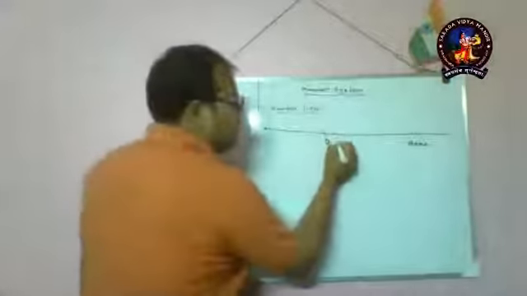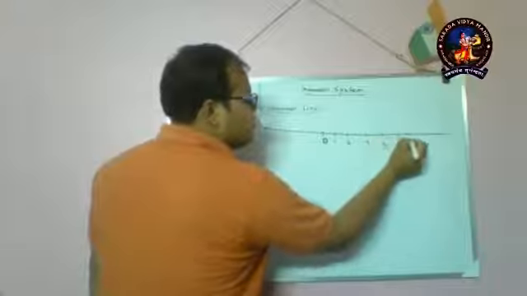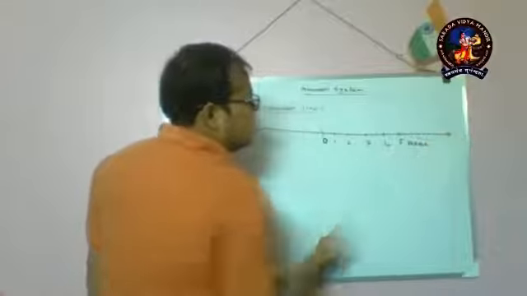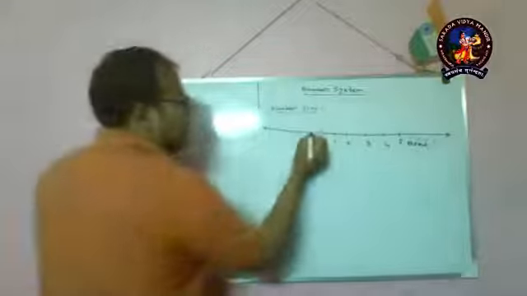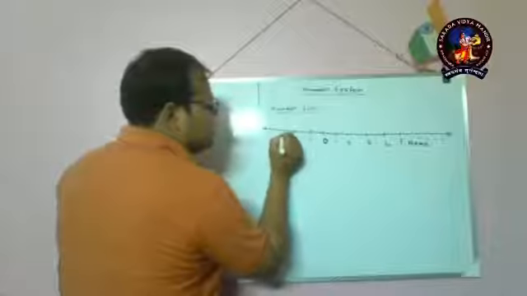On the right side all the natural numbers 1, 2, 3, 4, 5 continue up to plus infinity, and on the left side all the negative integers -1, -2, -3, -4 continue up to minus infinity. All these numbers together are called the set of integers.